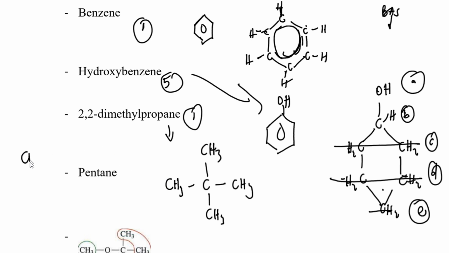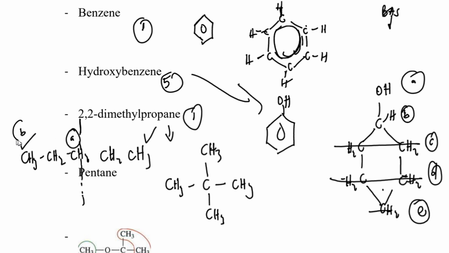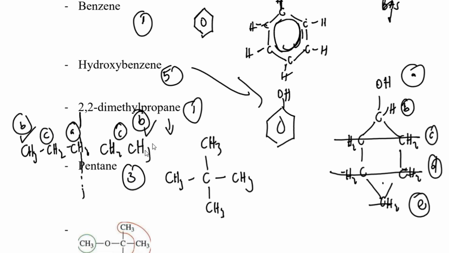Let's look at pentane: CH3, CH2, CH2, CH2, and then CH3. This one is the same as this one here. There's symmetry at the middle, basically. So this is a proton, and this is another proton. These ones are the same. This is another proton also. So we have 3 magnetic environments.